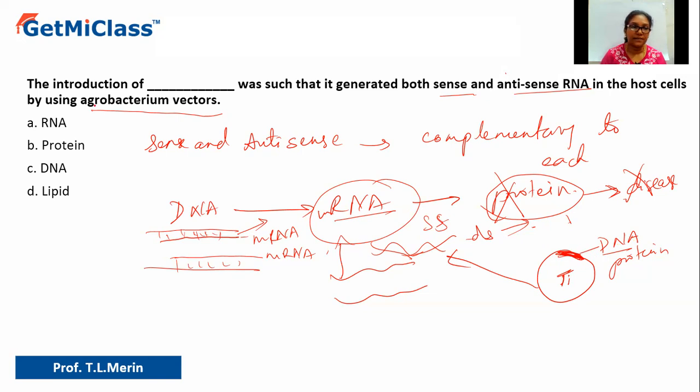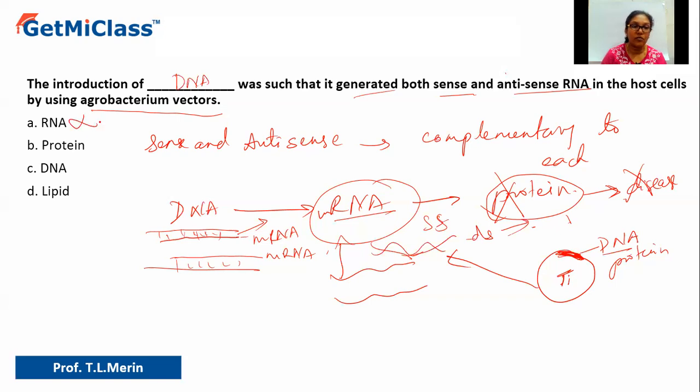So let us see. The question says introduction of dash was such that, so introduction of DNA was such that it generates both sense and antisense RNA, because it is double-stranded DNA and it will definitely code for both sense and antisense RNA. The complementary strands will go and combine with the RNA of the host, and further it will get blocked because the RNA molecules will get converted to double strand in the host using Agrobacterium vectors.